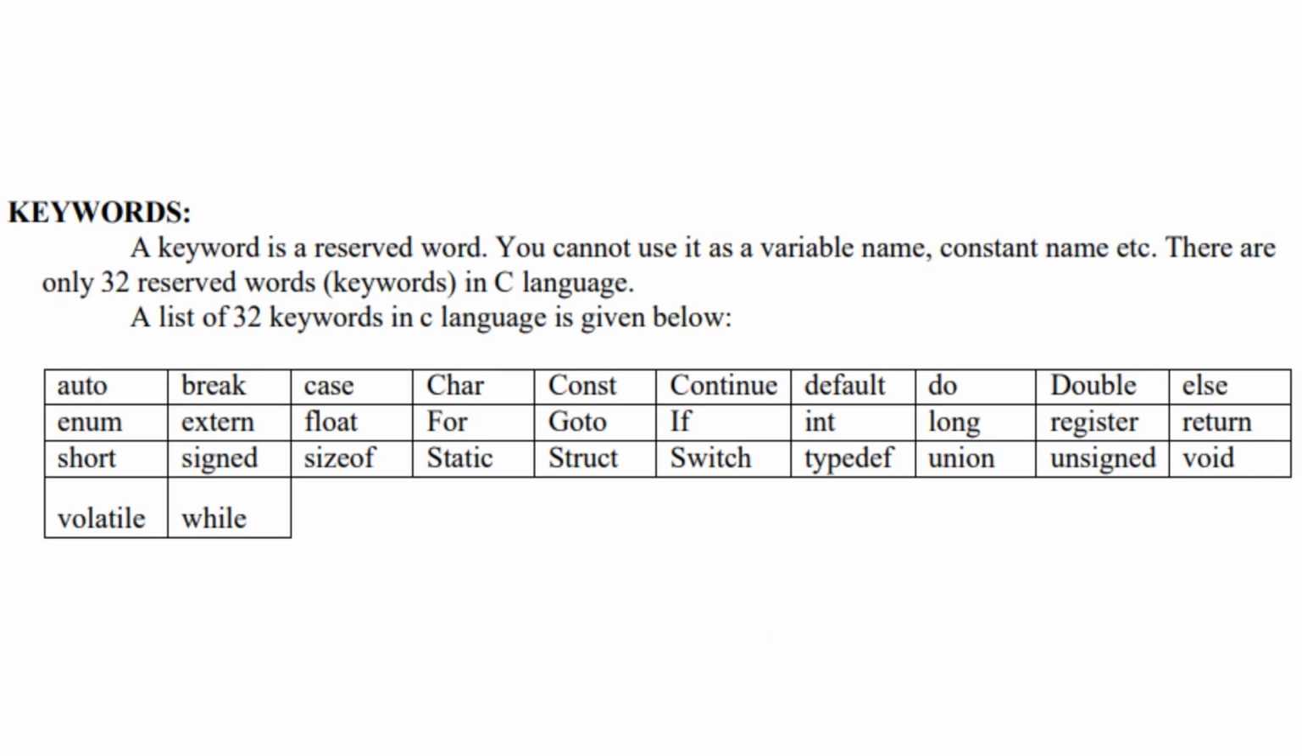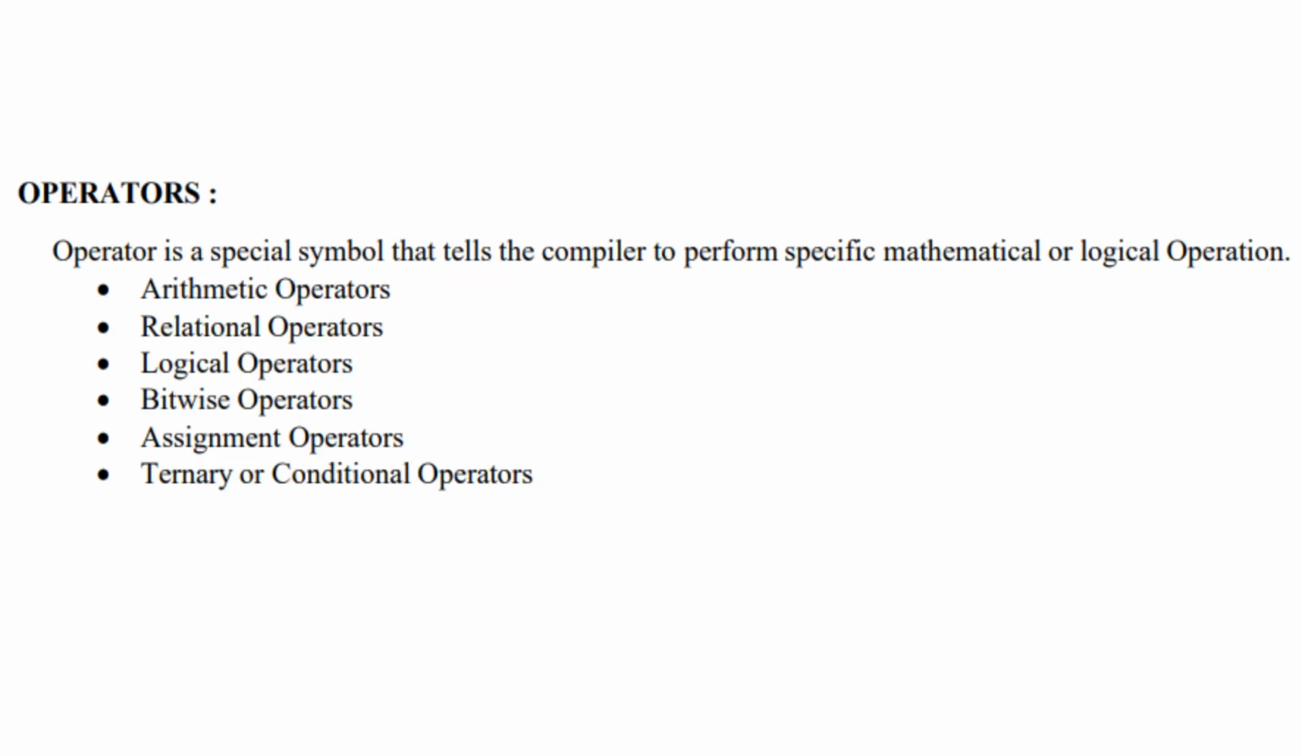Keywords. A keyword is a reserved word. You cannot use it as a variable name, constant name, etc. There are only 32 reserved keywords in the C language. Operators. An operator is a special symbol that tells the compiler to perform a specific mathematical or logical operation. Arithmetic operators, relational operators, logical operators, bitwise operators, assignment operators, ternary or conditional operators.